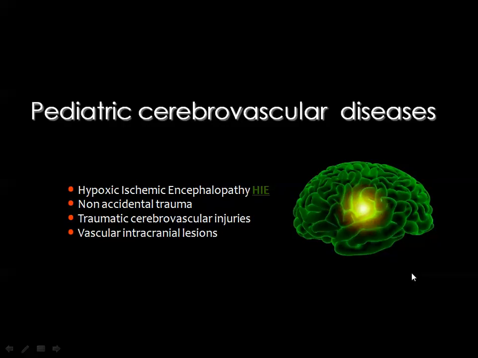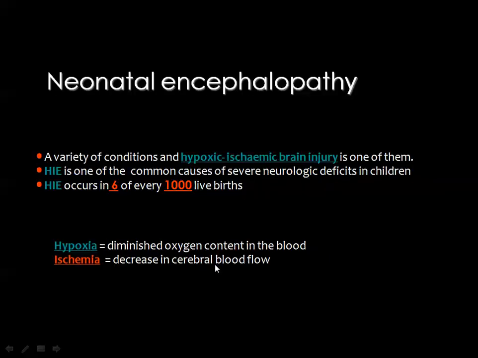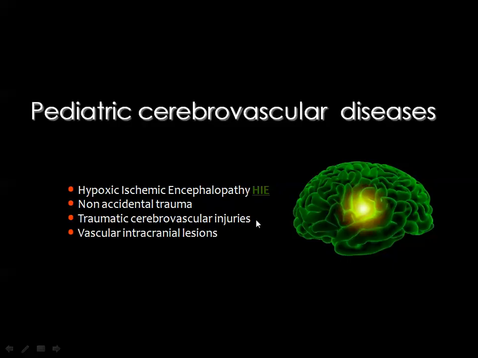Then the pediatric cerebrovascular diseases will be handled in these topics. Number one, the hypoxic ischemic encephalopathy, which is a major issue in the pediatric age group. Then we will have some idea about non-accidental trauma, and we will have a good explanation about the traumatic cerebrovascular injuries in the pediatric age group, and this includes a lot of lesions. Then finally, we'll have some words about the vascular intracranial lesions in children.